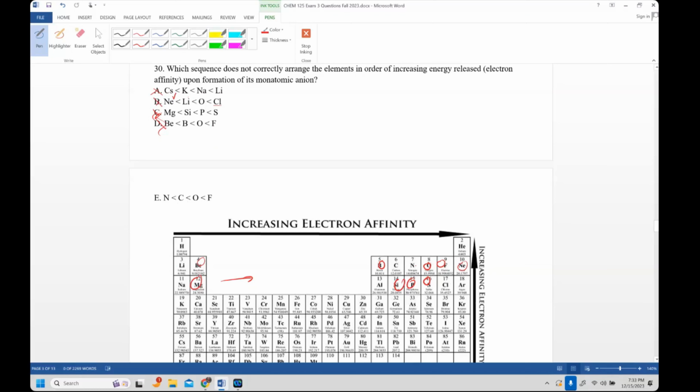But for E, this is incorrect because if you go in the order of nitrogen, carbon actually has less electron affinity than nitrogen. Then it says oxygen and fluorine. So it goes from here to here to here to here. So that's not a correct sequence of increasing electron affinity. That's why E would be the incorrect sequence.